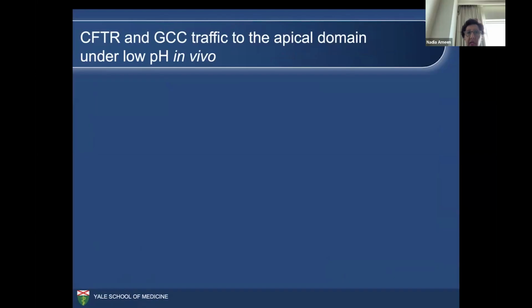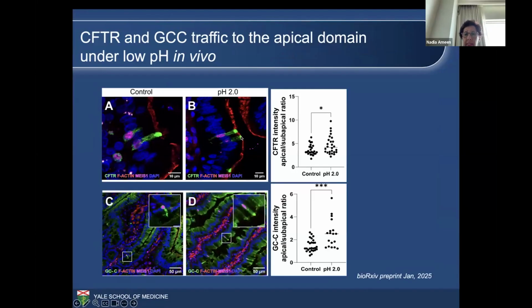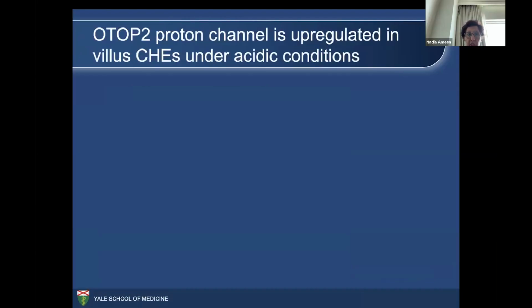We looked at the trafficking of CFTR and GCC under conditions of acidity, because that's important in CF. And here you can see by imaging and quantification that the CFTR is moving under acidic conditions to the apical domain of the cheese cells. The GCC is also enriched in these cells, but also in other enterocytes in the intestine, but it moves towards the apical domain of the cell, the cheese cell, under acidic conditions. And this data is in a pre-publication condition.